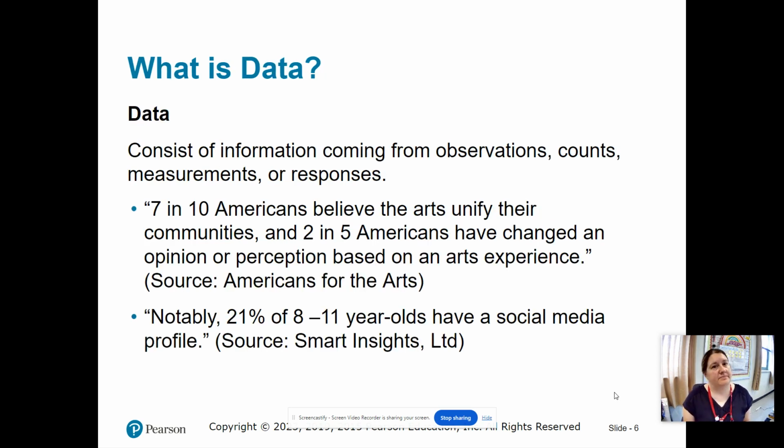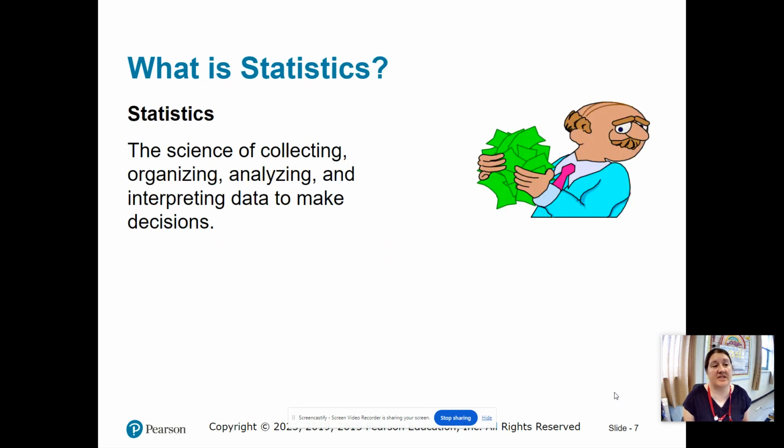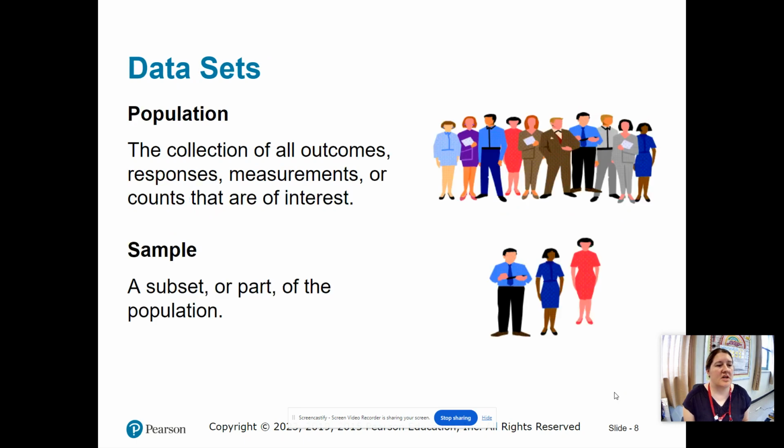So data. Pause the video, read the definition. It's strictly nothing but numbers or measurements, and that's what we use to help make decisions. Statistics is the science of collecting that data and making conclusions afterwards. Population is everybody, and a sample is a part of that everybody.